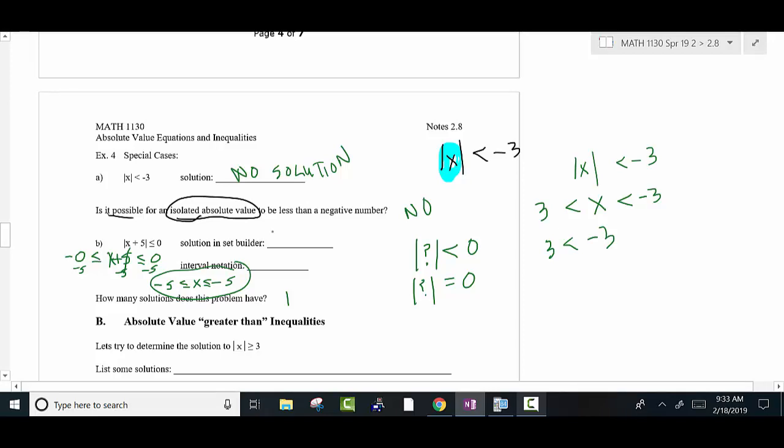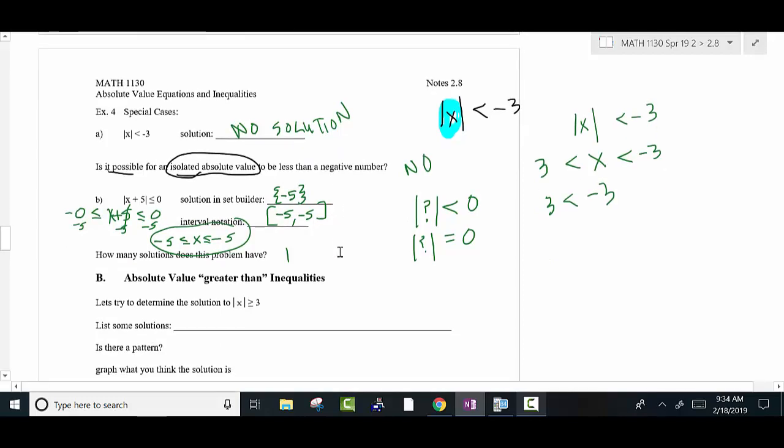So what you would have is your solution. In set builder, you can just say negative 5. If it's only got one answer, that's how you write it in set builder. And in interval notation, you could write it as bracket negative 5 bracket, though you don't typically need to do it that way. So typically on a problem like this, you just have one answer. That's what will happen if you have an absolute value less than or equal to 0. It's totally different if it's greater than or equal to 0, though. So that's kind of the idea.